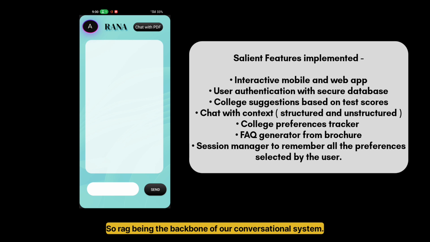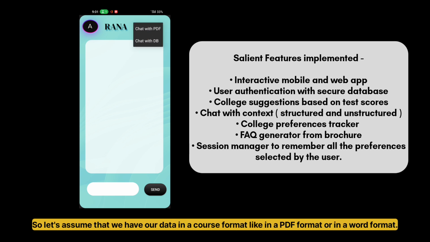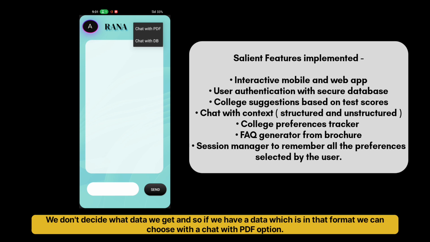So RAG being the backbone of a conversational system, let's take a look at the two features that we have provided. The first feature is chat with PDF and chat with database. Let's assume that we have our data in a course format, like in a PDF format or in a Word format. We don't decide what data we get, and so if we have data which is in that format, we can choose the chat with PDF option.